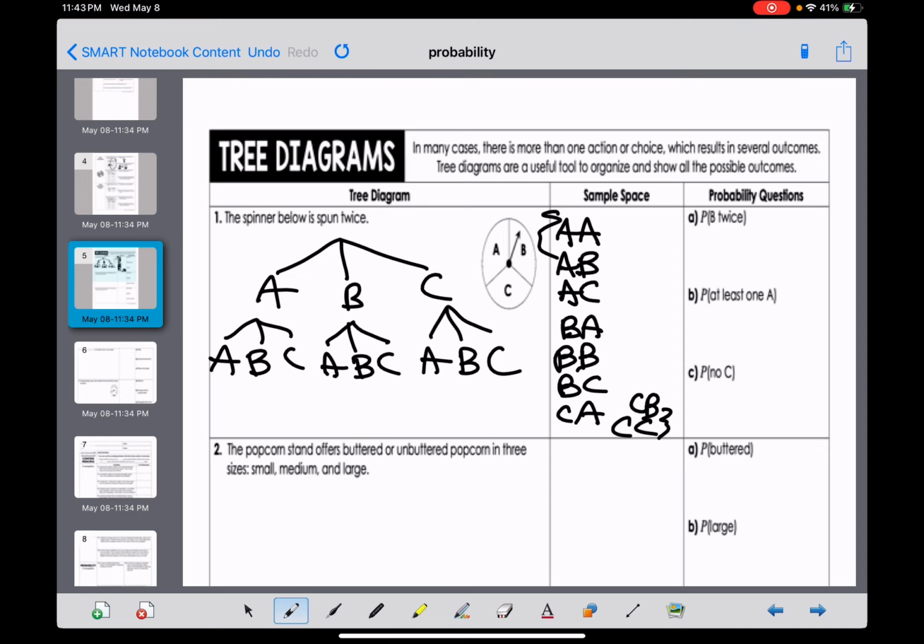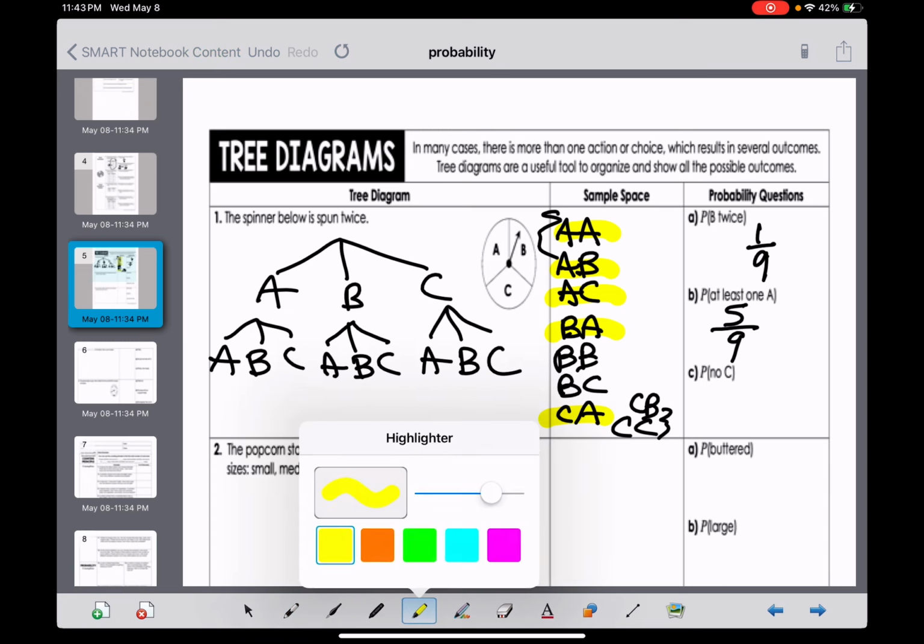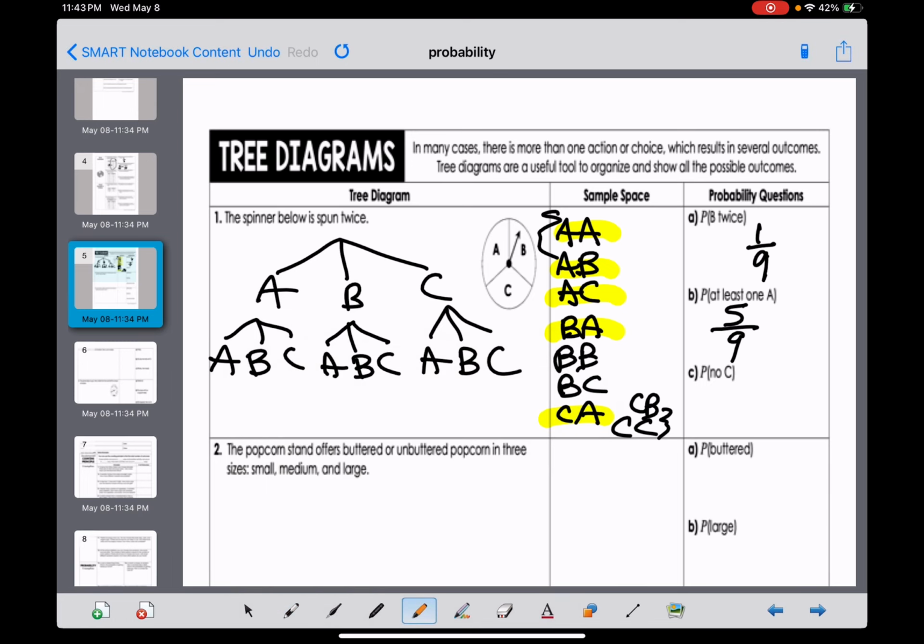And then the probability would just be what you see here. So what's the probability of getting a B twice? That was right here, so that's 1 out of 9. For this next one, it's asking, what's the probability of at least one A? I would pick every answer that has at least a letter A in it, which would be 1, 2, 3, 4, 5, out of those total 9 options. So 5/9. And then I'm going to use a different highlighted color for anyone that does not have a C. So no C, no C, no C, no C. That there is 4 out of 9. So that's how you could handle a tree diagram.